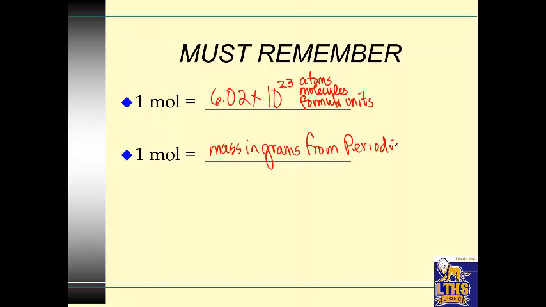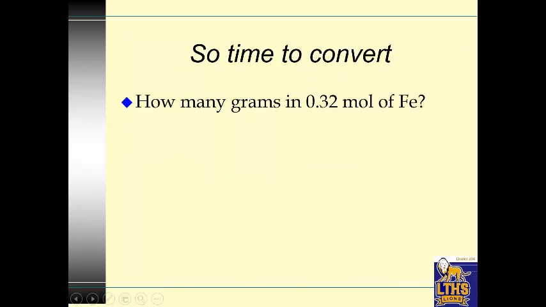So here are 2 things that you have to remember in order to understand the mole. That 1 mole has Avogadro's number of things in it, and 1 mole is going to weigh the mass in grams from the periodic table. So let's see if we can start converting. So we talked about dimensional analysis at the beginning. In this case, we're trying to find grams given moles.